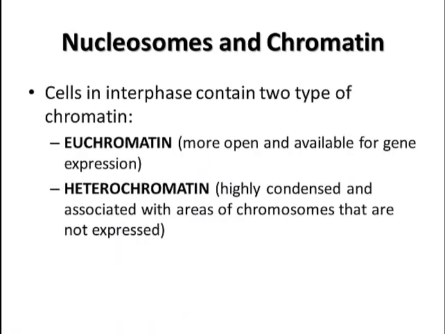Cell in interface contains 2 types of chromatin. Euchromatin, more open and available for gene expression, and heterochromatin, highly condensed and associated with areas of chromosomes that are not expressed. We know for expression, the base sequence should be copied. So, those bases should be available for enzymes, which are required for copying them, and these bases should not be in compact part.